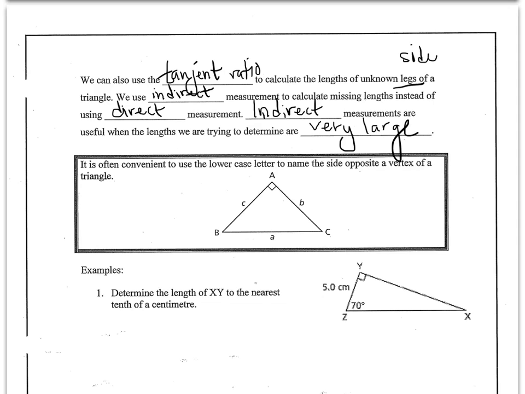This next box says, it is often convenient to use the lowercase letter to name the side opposite the vertex of a triangle. So as you can see here, we have an angle B or a vertex B. Across from that, we have a lowercase b. Angle C, lowercase c. Angle A, lowercase a. That's all this is saying. Often you'll see a triangle with angles where they're capitalized and sides that are lowercased. Okay? Let's take a look at our example.